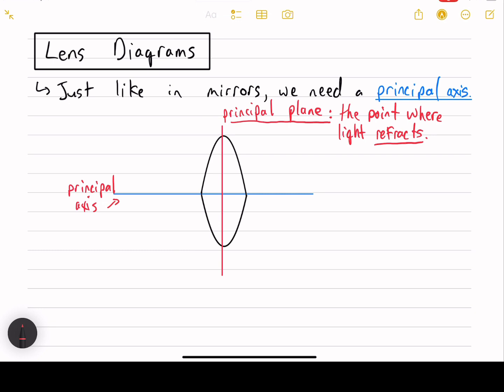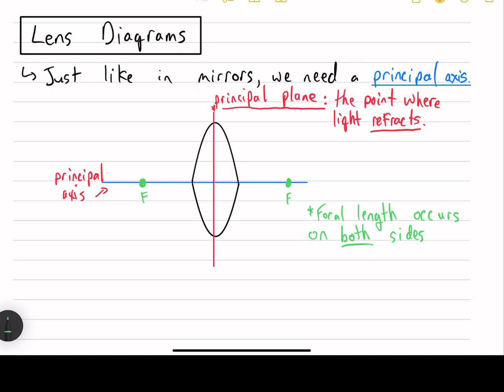More specifically, the principal plane is going to be where the light is going to refract. So once it reaches this plane here, you should see light bend a certain way. Like mirrors, we still draw a focal length, but we're going to do it on both sides. Since light is going to refract on one side, there isn't going to be a center of curvature. So we're going to put a no center of curvature, and the reason being is that the lens itself is a complete circle. So there's no real center of curvature.